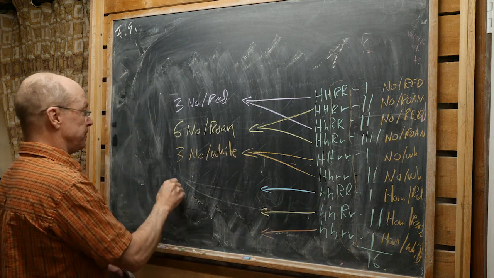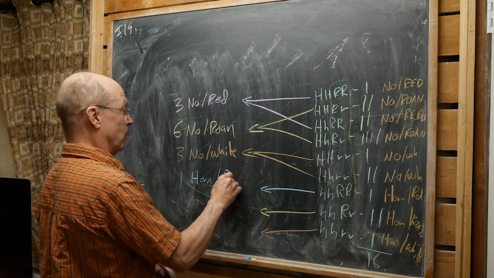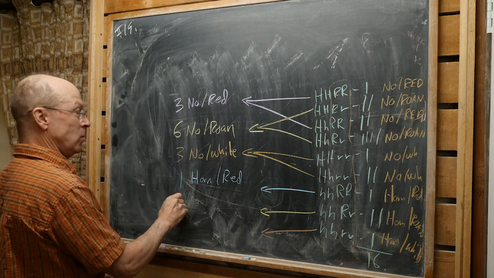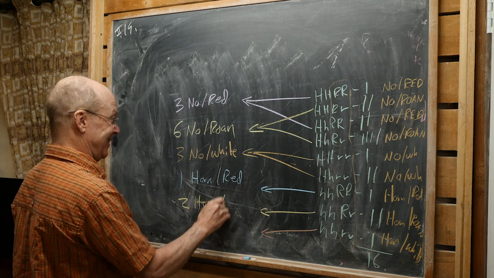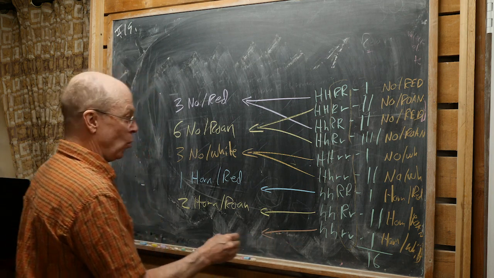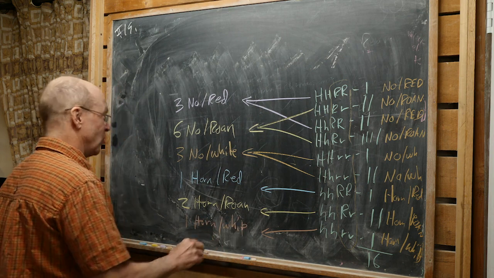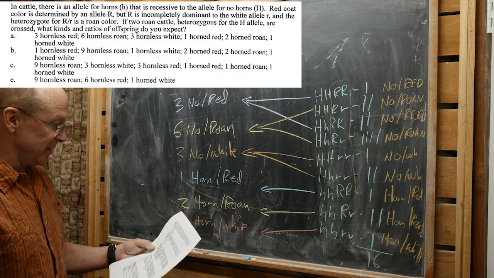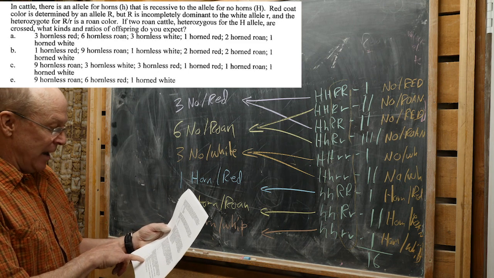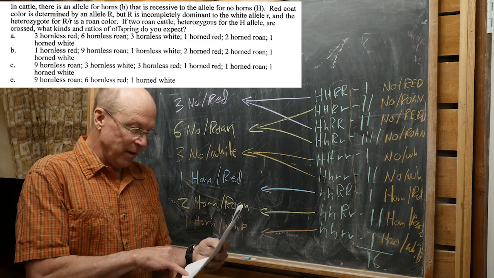We have 1 horn red. We have 2 horn roan. This is crazy. And finally, at the very bottom, we have 1 horn white. So can you find an answer that has a ratio like this? Some of them you can toss out if you did the whole thing. Any of the ones that have a 9, you're going to toss out. And so B, C, and E, if you look at those, have 9s.